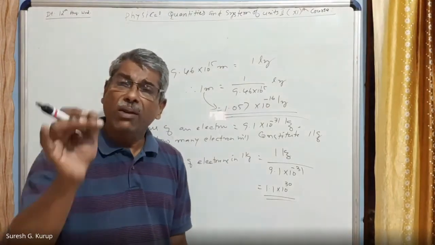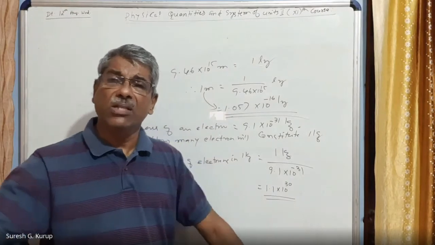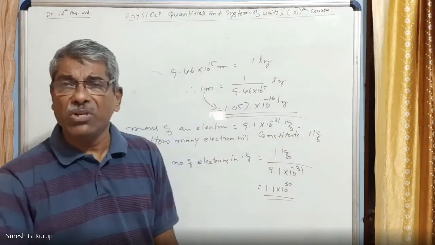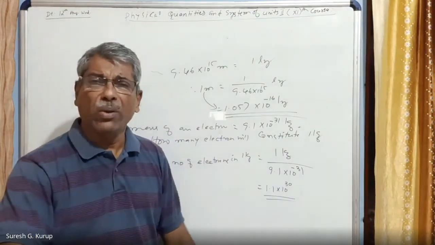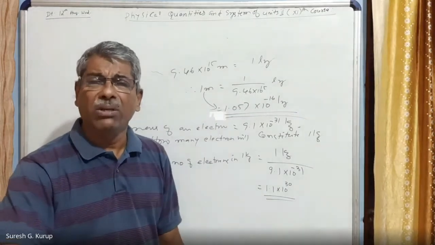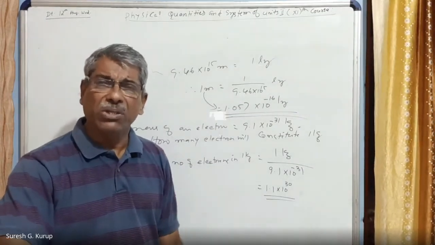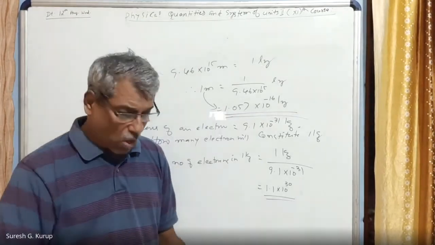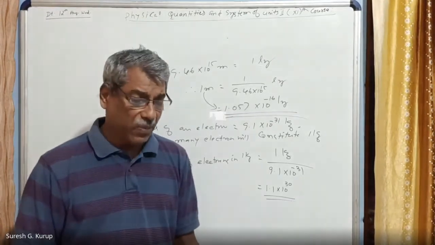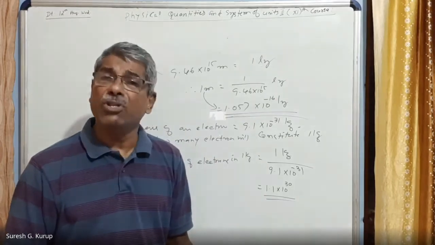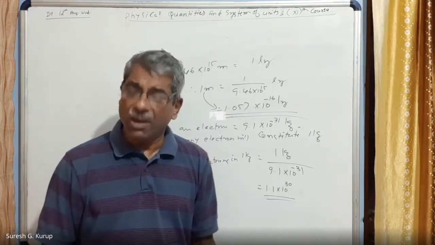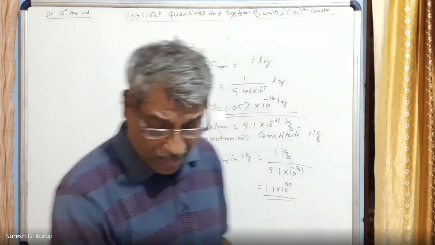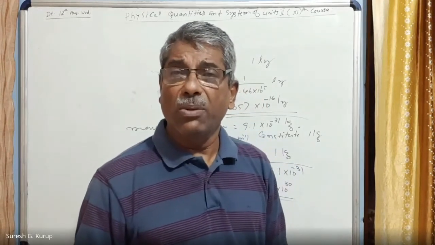Then we discussed so many distances, big distances, and how they are measured: light year, astronomical unit, parsec, micrometer, then mass units, small and big, everything we have discussed. Tomorrow we will come with another lesson: dimensions of physical quantities. So this is the lesson for today.